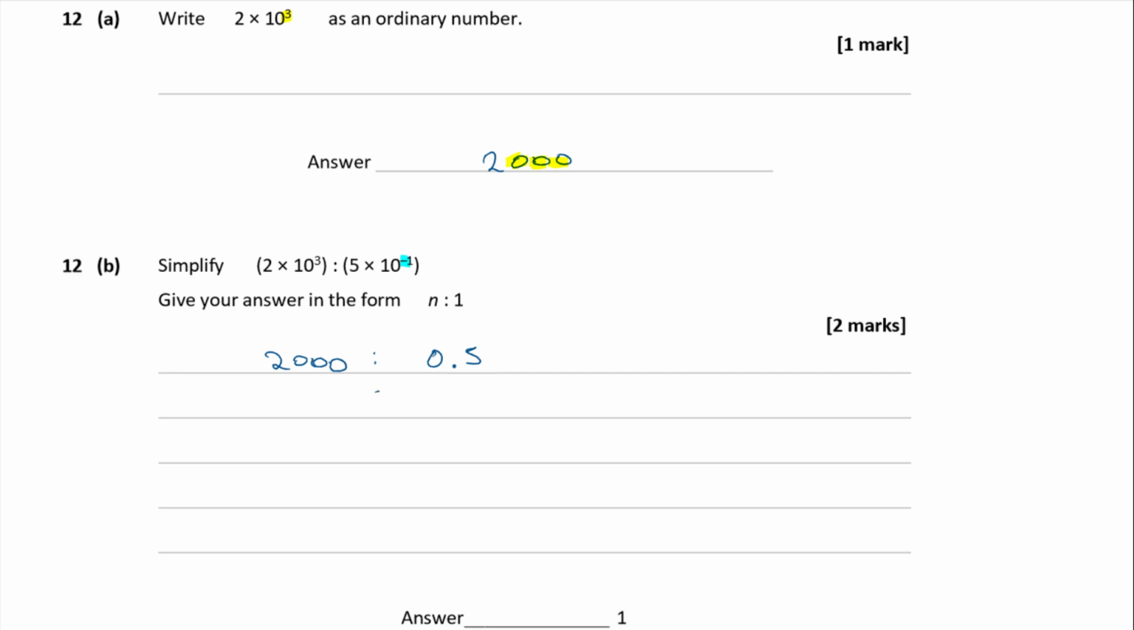Now if I want to turn that into a ratio where that part there is 1, what I really need to do there is double it then, don't I? If I times that by 2, half times 2 is 1. So doing the same this side, times it by 2, I'm going to get 4,000. Then that is my final ratio, then it's 4,000 to 1.